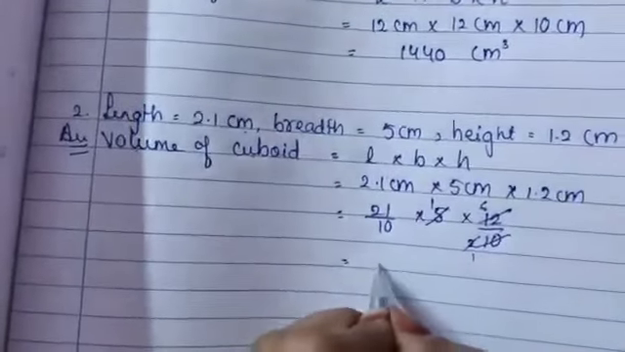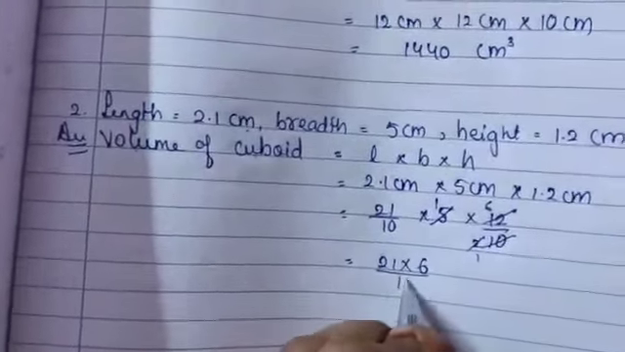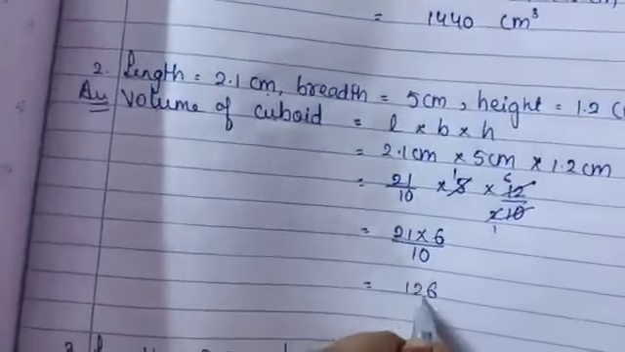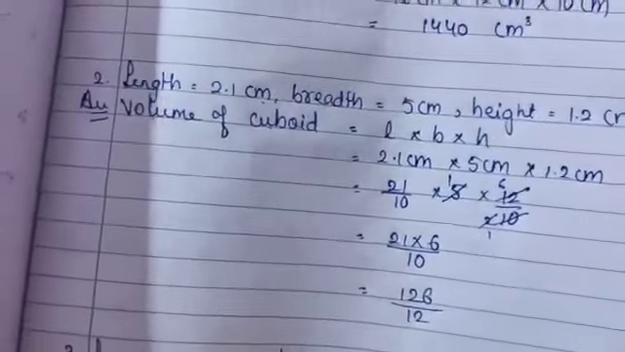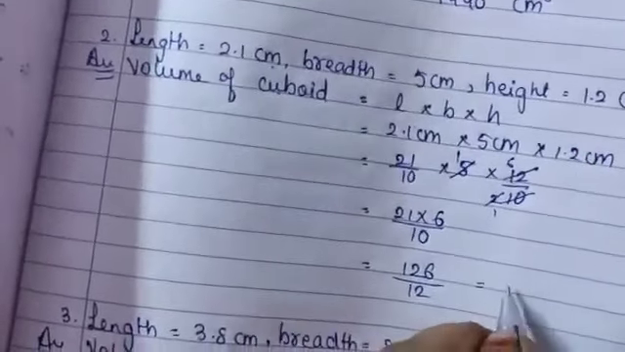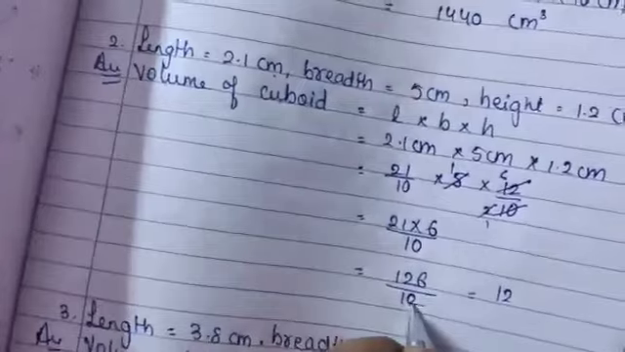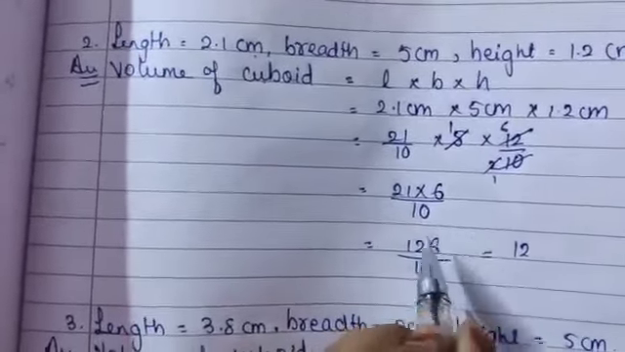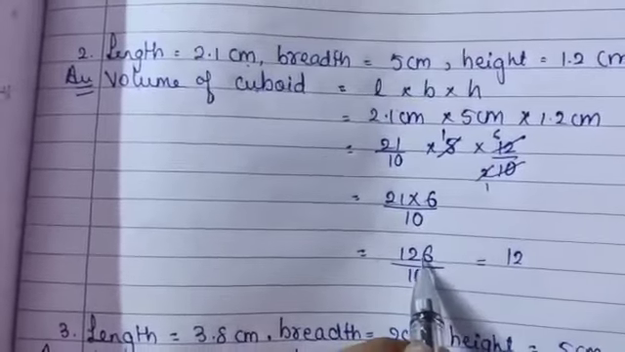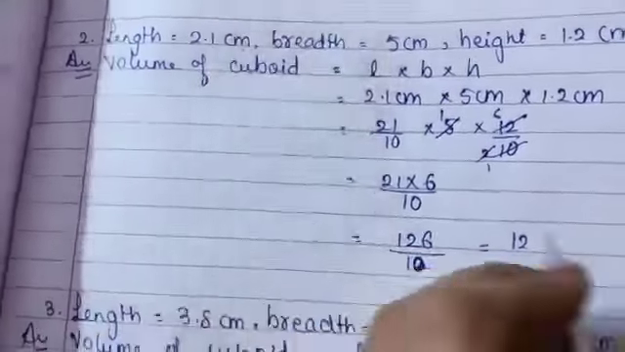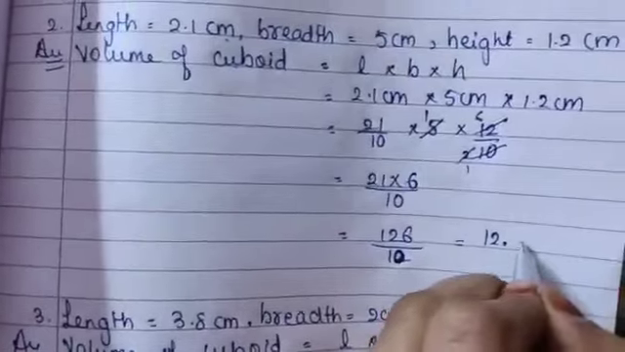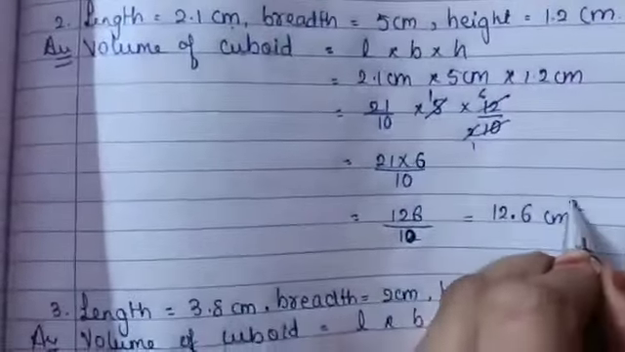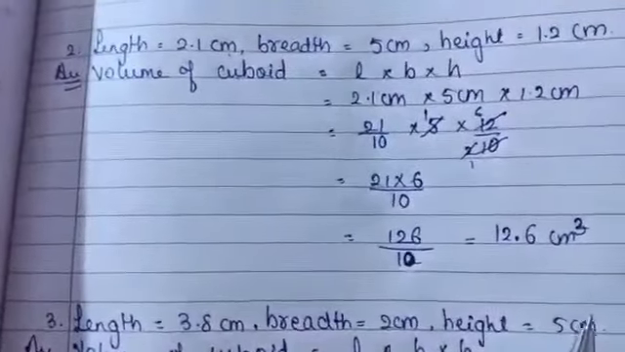So what is left is 21 multiplied by 6 upon 10. Now 6 ones are 6 and 6 twos are 12, so 126 upon 10. Now 10 is there in the denominator, so we will directly convert into decimal. There is one zero, so after the decimal, only 1 digit will come. So the answer is 12.6 cube centimeter.